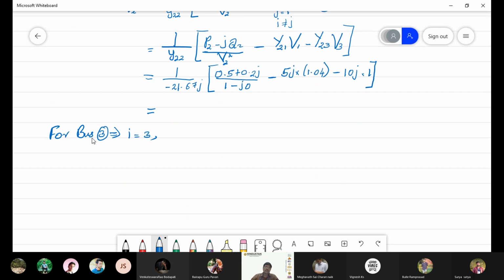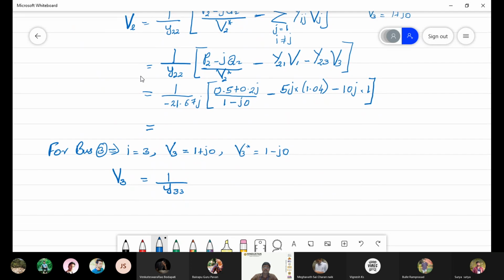Here also the same thing, we take the flat voltage. That is V3 is equal to 1 plus j0, right? And similarly, V3 star is equal to 1 minus j0, that is the conjugate, right? Now, once again, we are going to apply the formula here. So V3 is equal to 1 divided by Y33, right? We are substituting it in the formula. You can see the formula here. The similar formula we are going to use.